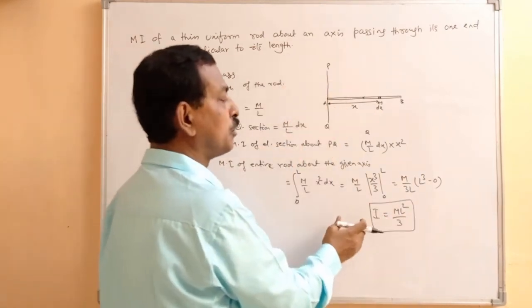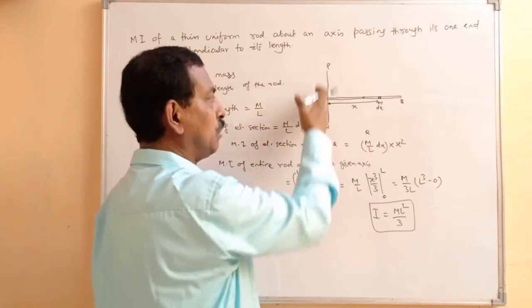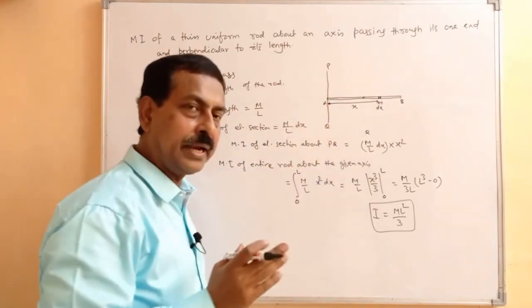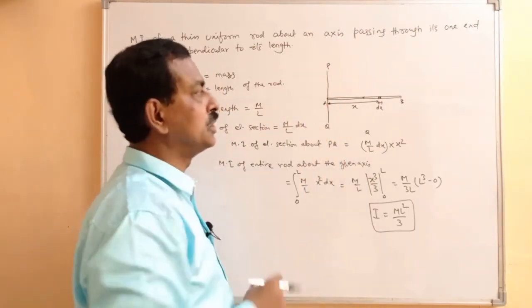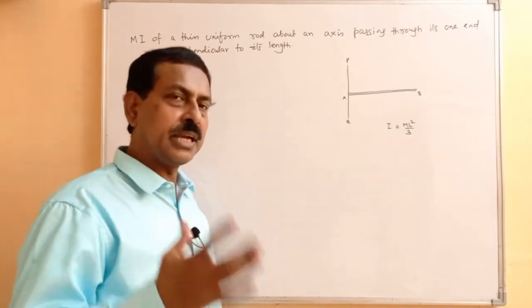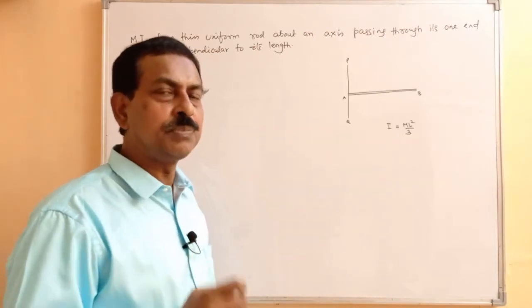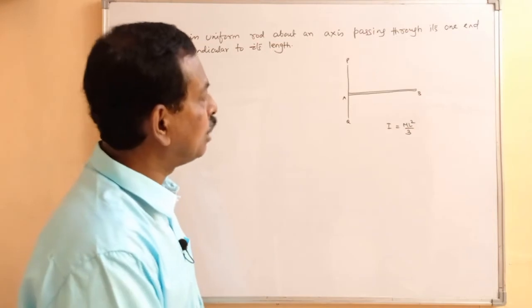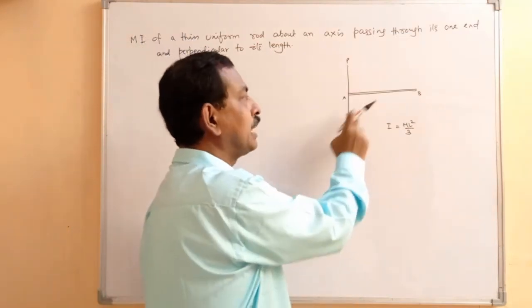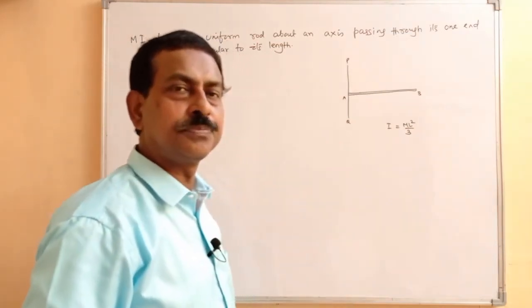This is the expression for the moment of inertia of the thin rod about an axis passing through its one end and perpendicular to its length. So we have derived the expression for the moment of inertia of a thin rod about an axis passing through its one end and perpendicular to its length.